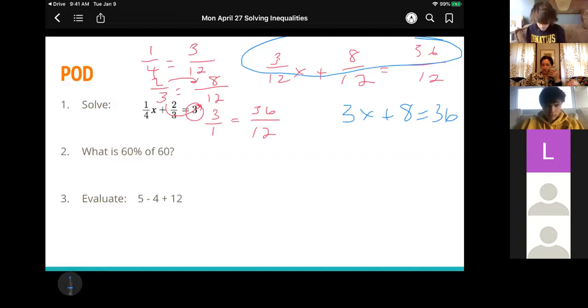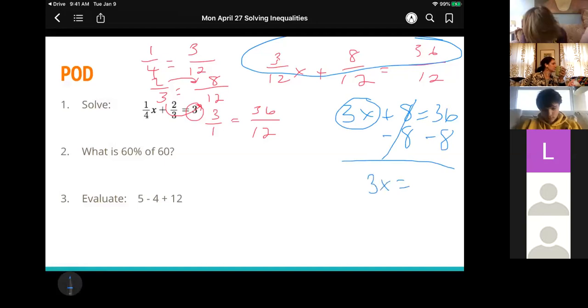Yeah, David, go for it. So we would subtract 8. Yeah, we would subtract 8 from both sides. So remember, Jack, we're trying to isolate this variable. So we'll get rid of the constant, the number without the variable first. All right. David, what's 36 minus 8? 28. And then we'll divide both sides by 3.